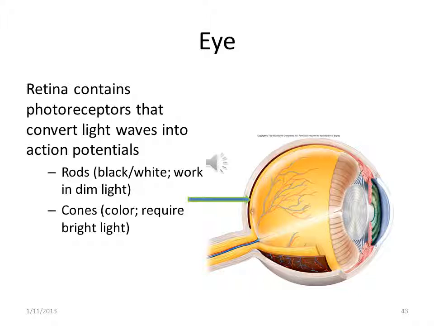So light that comes into your eye strikes the photoreceptor cells on the retina and converts that light into action potentials. We have two types of photoreceptors on our retina, rods and cones. Rods work well in dim light and they see in black and white. Cones require bright light and they allow us to have color vision.